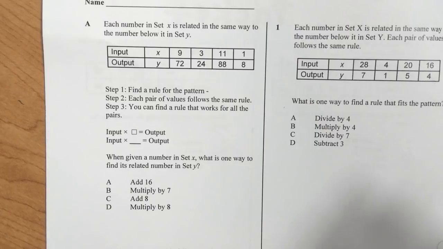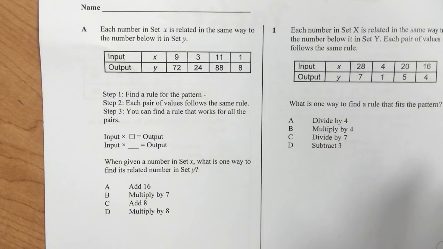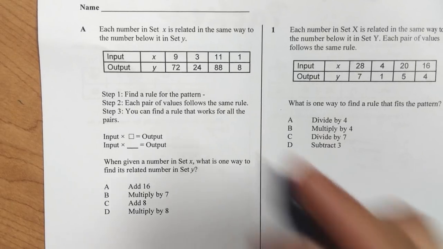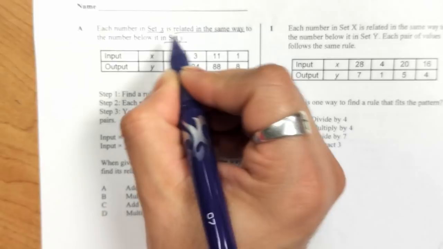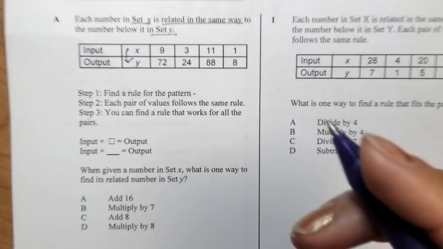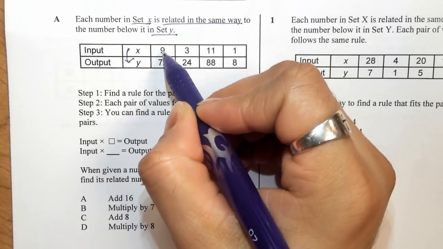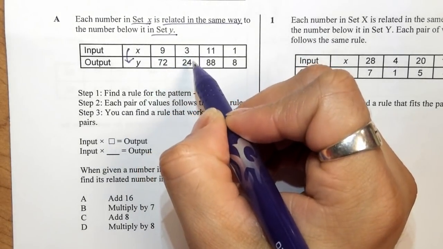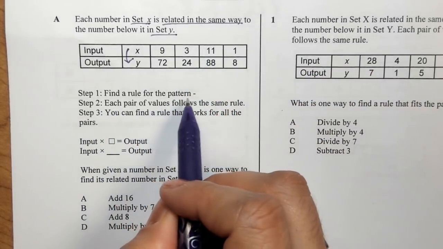Let's try this. Each number in set X is related in the same way to the number below it in set Y. So it's going from X to Y. Okay, so I'm going from input to output. Whatever I do to 9 to get to 72, I have to do the same thing to 3, 11, and 1. And it tells me right here, find a rule for the pattern.